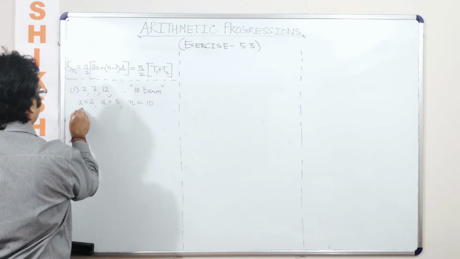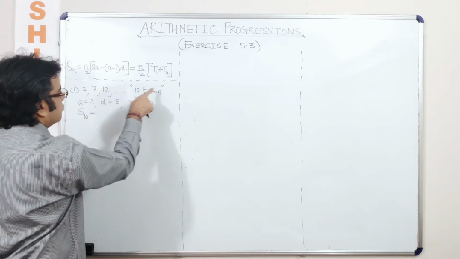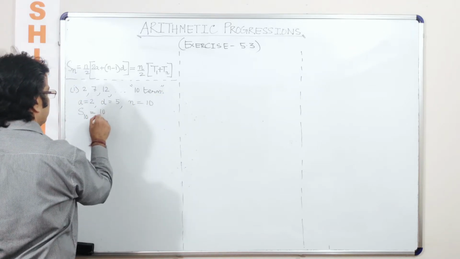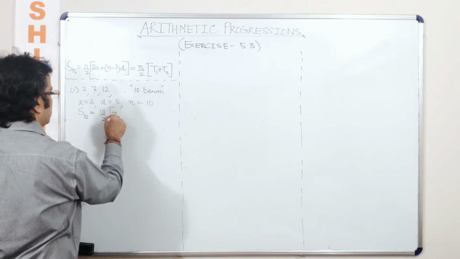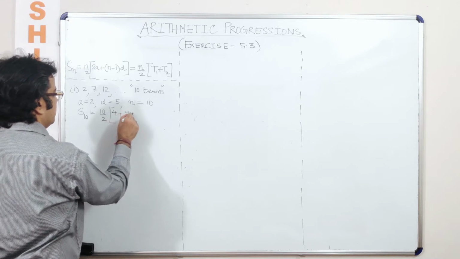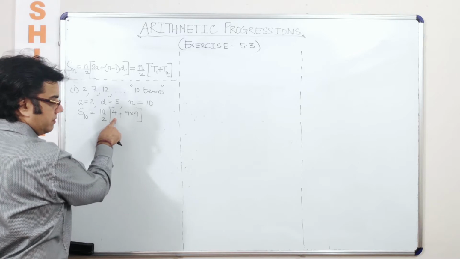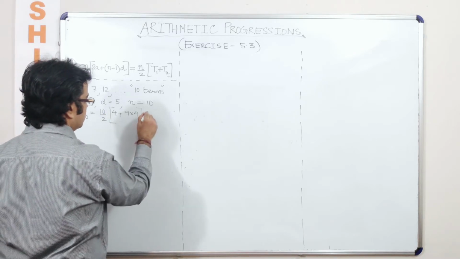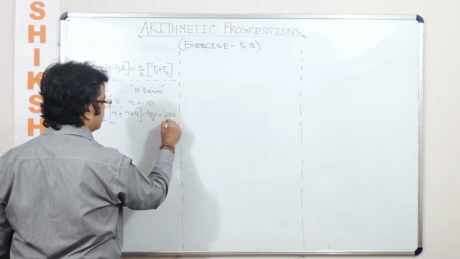So we know that S10 refers to the sum of the first 10 terms of this series. So in this case, this becomes 10 by 2. We are using the same formula. Now 2 into 2, which is 4, plus n minus 1, so 10 minus 1 is 9, into d, which is 5. So can I say this is 36 plus 4 is 40. So 40 into 10, which is 400, 400 divided by 2, which is equal to 200. So this is your final answer.